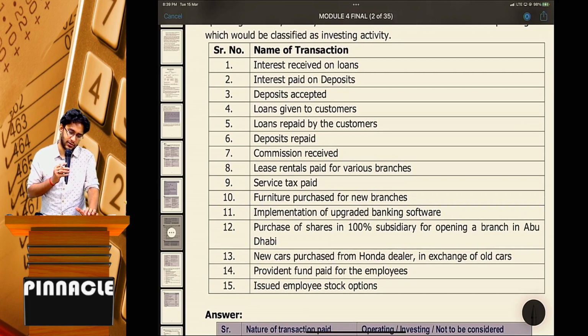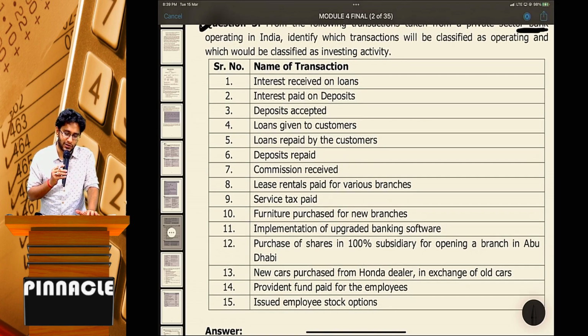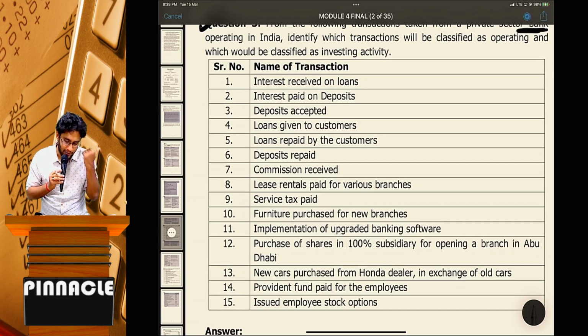Interest received on loans. Investing? Operating. Interest paid on deposit. Deposits accepted. Operating. Loans given. Loans repaid. Deposits repaid. Operating. Commission received. Operating. See, normally bank commissions means banks will give bills, bank guarantees, letters of credit and all. On that they charge commissions. Commissions are part of their regular business activity, operating.